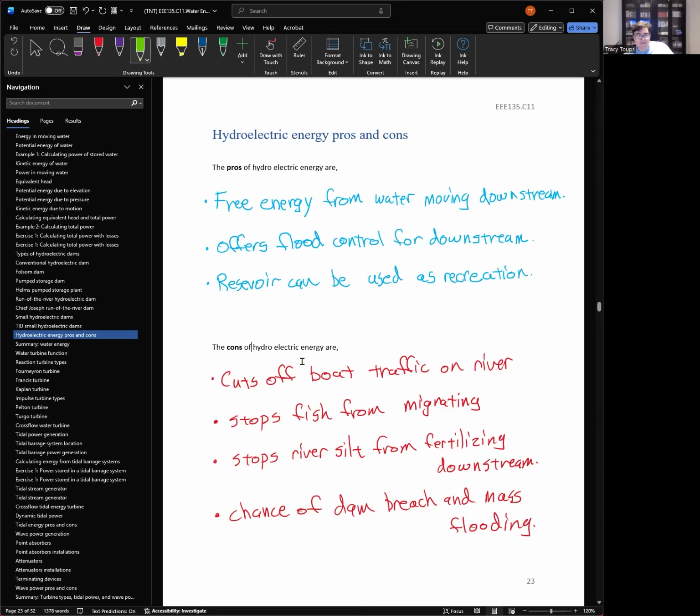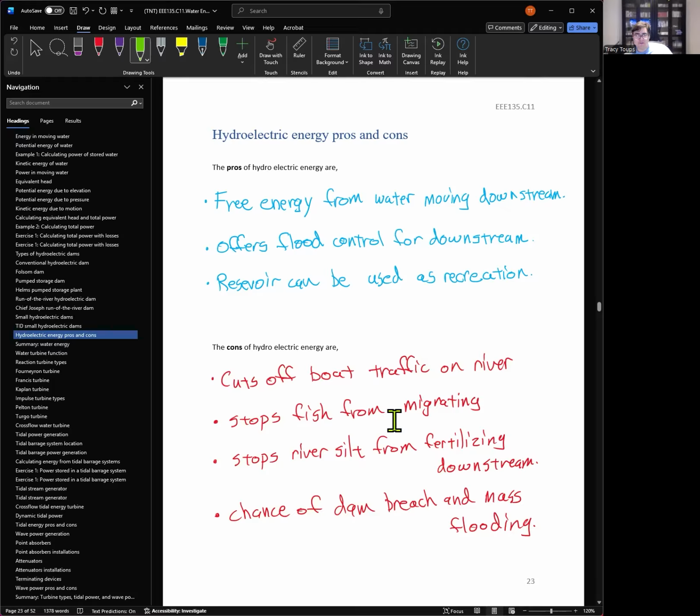This is why we don't have a dam from Sacramento down to the Bay Area, because that's a vital waterway for industries and commerce. It's not worth putting a dam. So you don't dam up vital waterways. You put a dam on not important waterways for electric energy. Okay? But it's a con for sure.